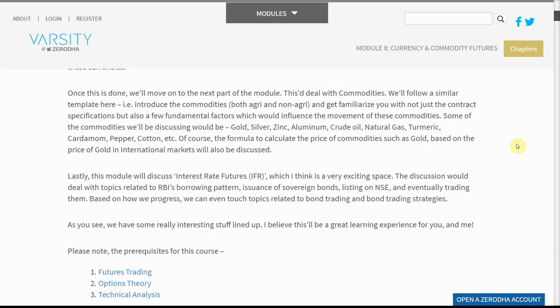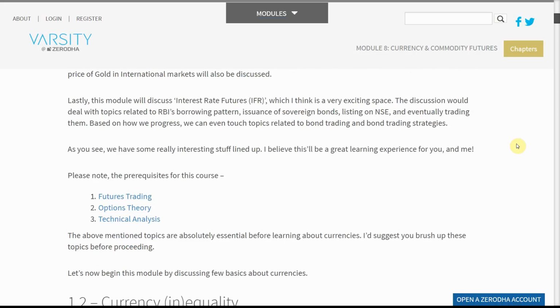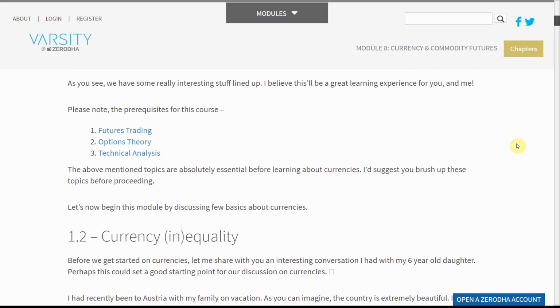Lastly, this module will discuss interest rate futures (IRF), which I think is a very exciting space. The discussion would deal with topics related to RBI's borrowing pattern, issuance of sovereign bonds, listing on NSE, and eventually trading them, based on how we progress. We can even touch topics related to bond trading and bond trading strategies. As you see, we have some really interesting stuff lined up. I believe this'll be a great learning experience for you and me.